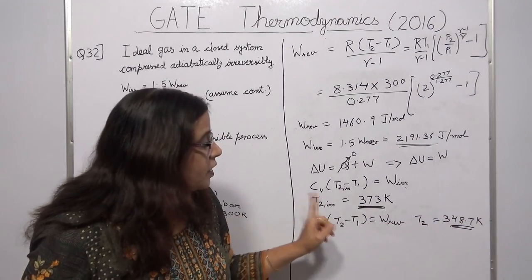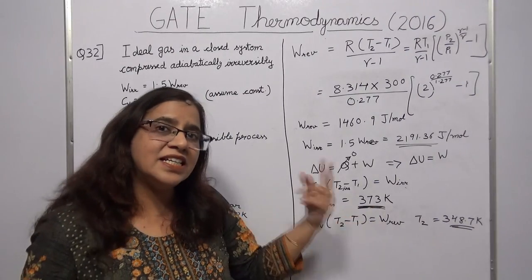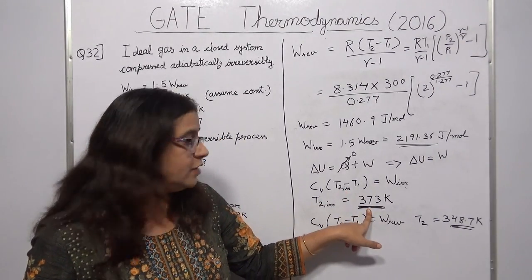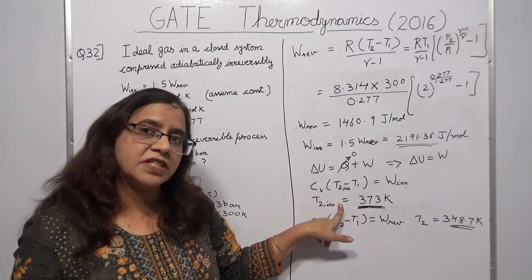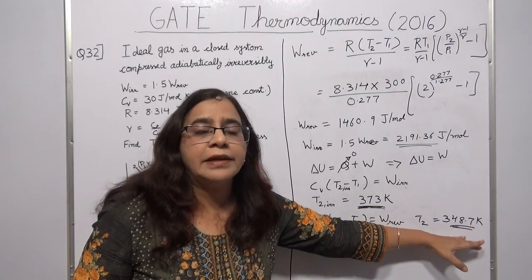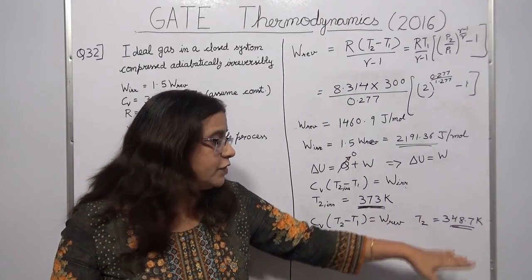Since you know that for an ideal gas the internal energy is a function of temperature only, that's why for an irreversible process you have a final temperature which is higher as compared to the final temperature which would have been reached if the process was reversible.